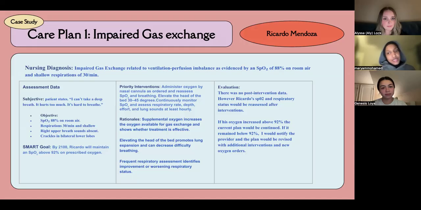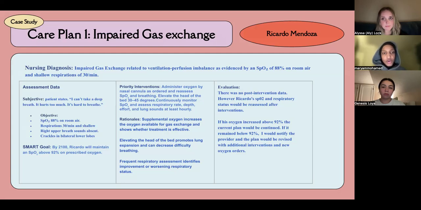Our priority intervention was to administer oxygen by nasal cannula as ordered and reassess his oxygen saturation. Our second intervention was to elevate the head of his bed between 30 to 45 degrees to promote lung expansion and to help him breathe better. And our third intervention was to continuously monitor his oxygen saturation and assess his respiratory rate.